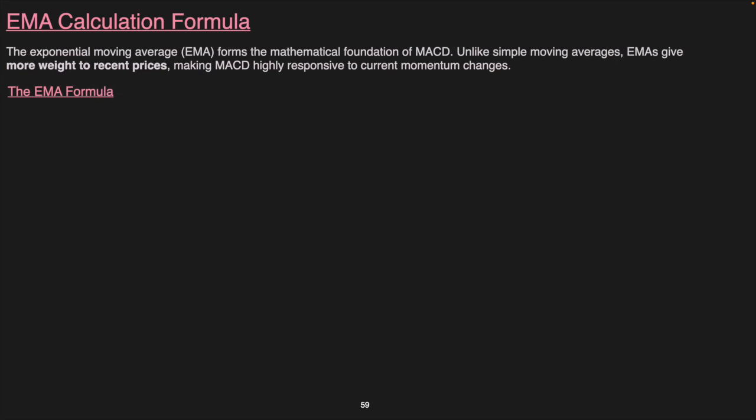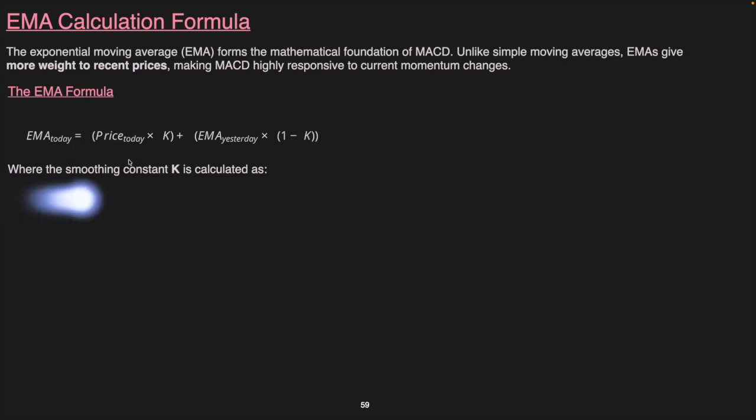So what are the formulas? The EMA formula is very simple. The exponential moving average of today, which you want to calculate, will be equal to the closing price of today times K. K is nothing but the EMA multiplier, that is, the exponential moving average multiplier. We will see what the value of the multiplier is, plus the exponential moving average of yesterday times 1 minus K.